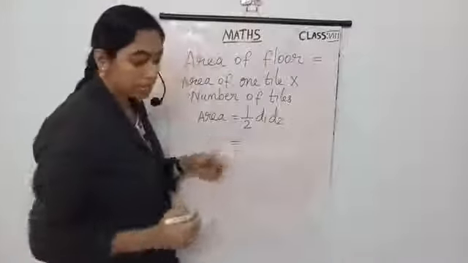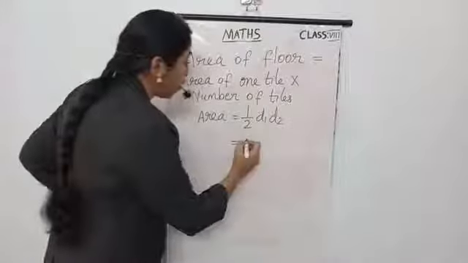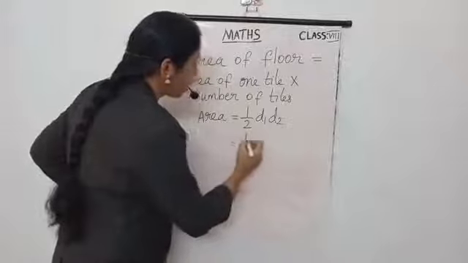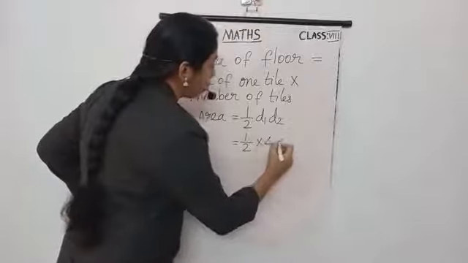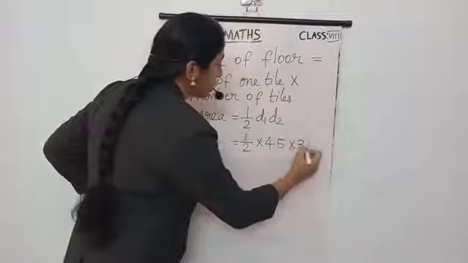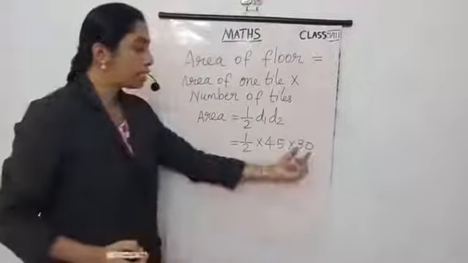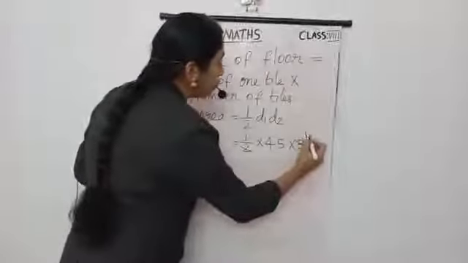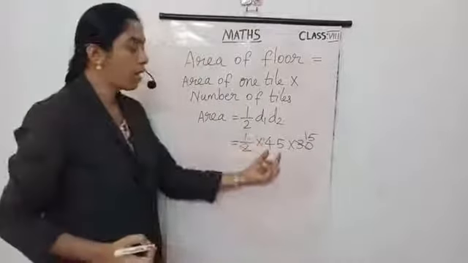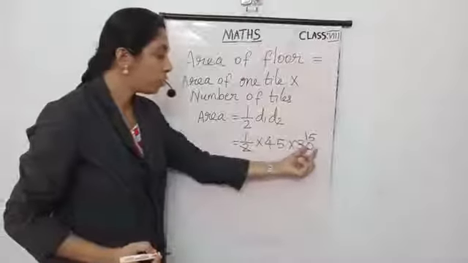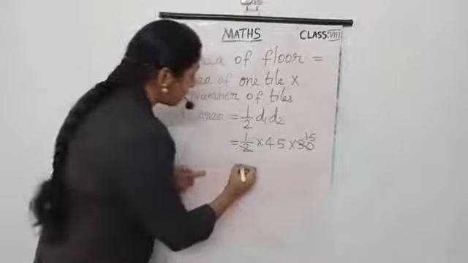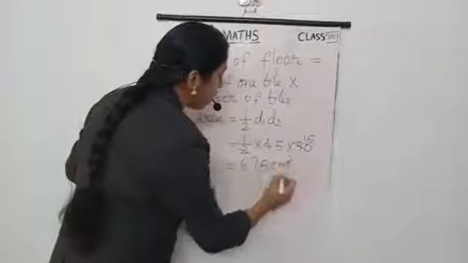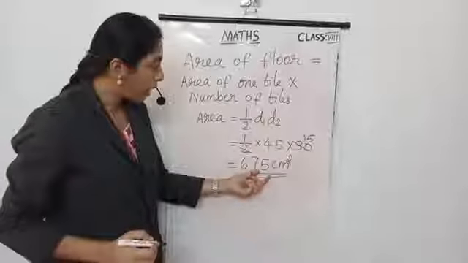So D1 is given as 45 and D2 as 30. So substitute these values, half into 45 into 30. Now we can cut 30 by 2. 30 by 2 we get 15. Now multiply 45 into 15, we get 675 centimeter square.